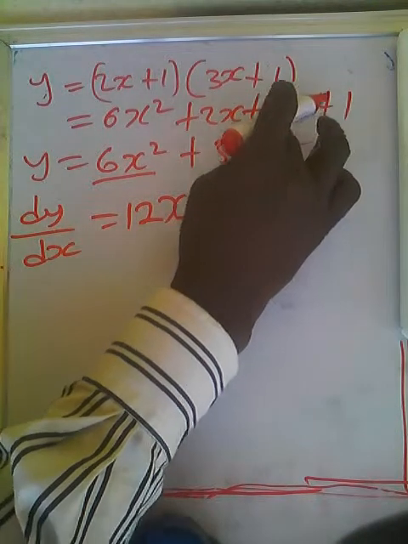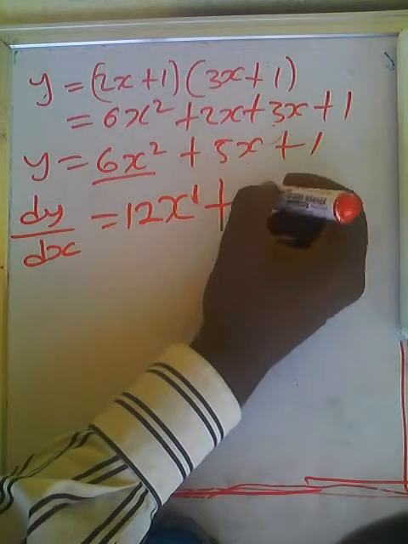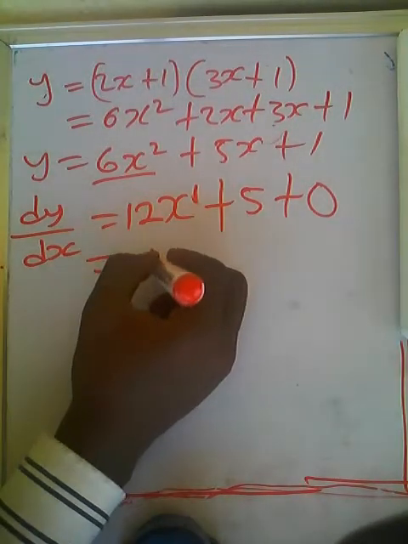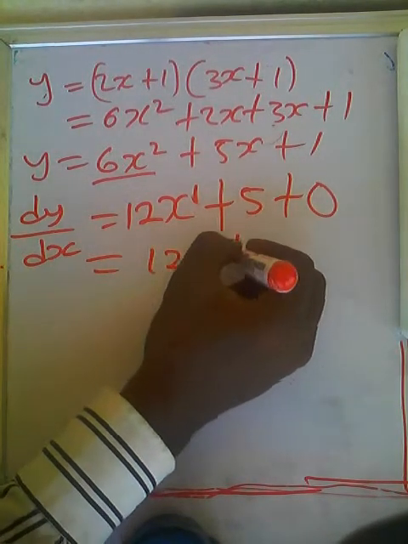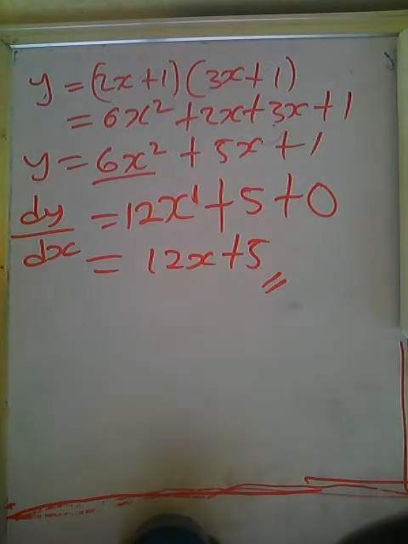And we know that when we raise anything to power 0, that gives us 1. So that means x becomes 1. So we have 5 times 1, which is 5. Differentiating 1 is what? 0. So dy/dx is 12x plus 5. That's it. So that is option D for number 36.